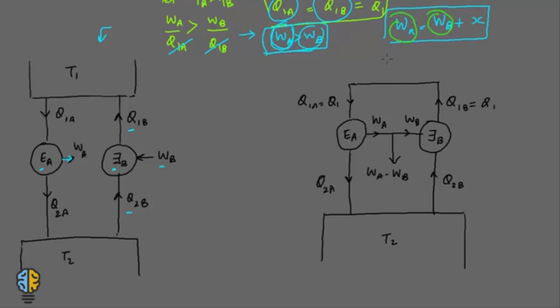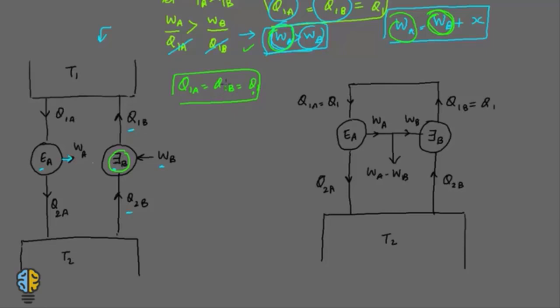So what I am saying is that because EB is a reversible heat engine, and since this is true, some part of WA, and that some part of WA is equal to WB, is fed to drive EB, or you can say the reversed heat engine EB. Okay, now since Q1A is equal to Q1B is equal to Q1, this is what we assumed when we started analyzing this diagram.